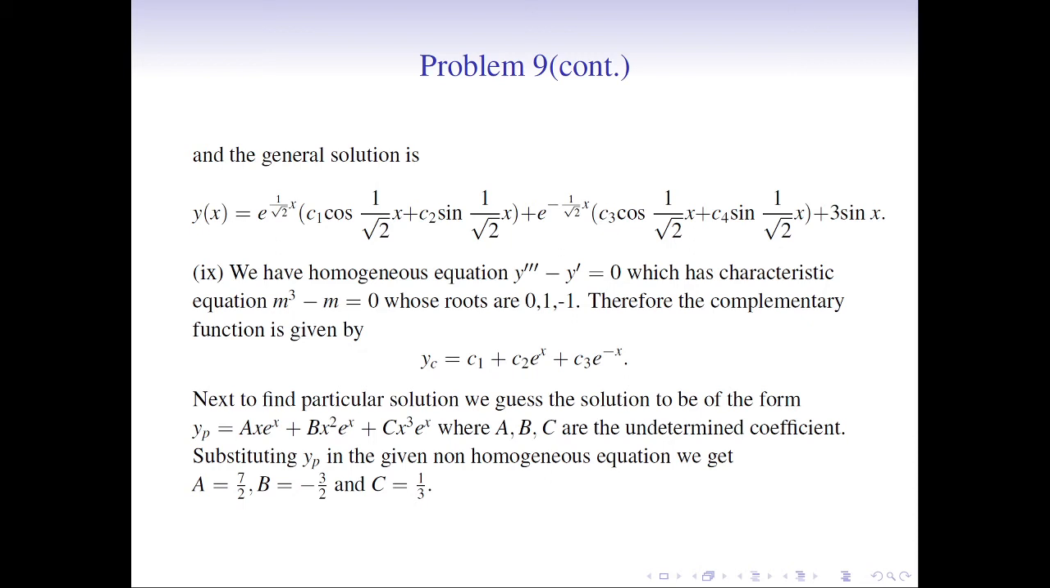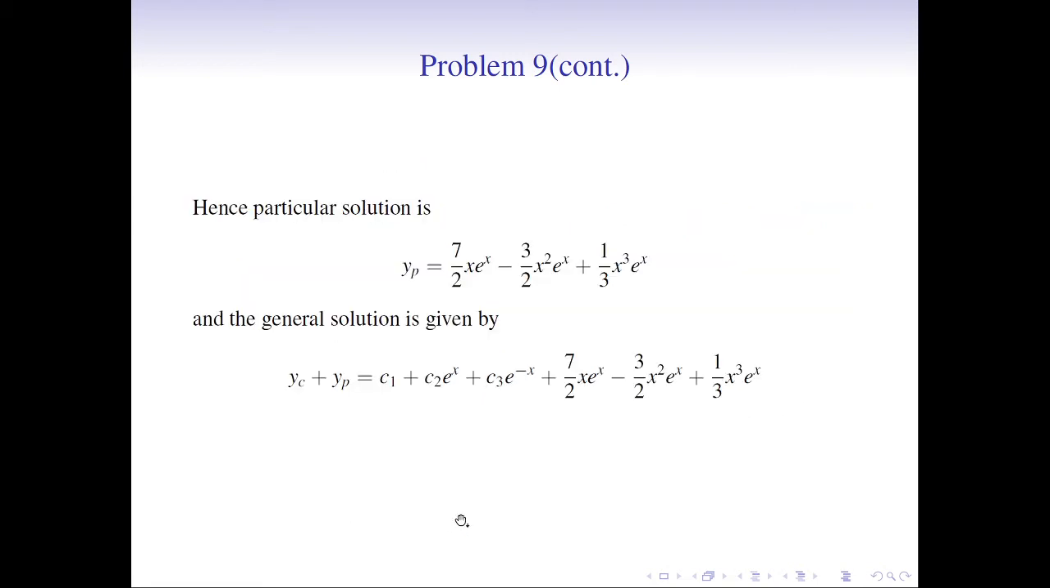So we substitute yp in the non-homogeneous equation, and then we get a equal to 7 by 2, b equal to minus 3 by 2, and c equal to 1 by 3, right? Once we do that, we get yp to be equal to this, and therefore the general solution, as a thumb rule, is given by the complementary function plus the particular solution. So we have this as the general solution of this ODE. So this solves problem number 9.